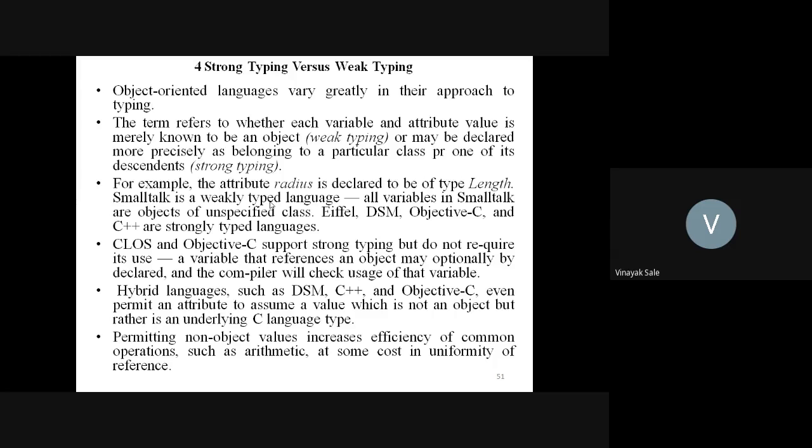Then hybrid languages such as DSM, C++, and Objective-C even permit the attributes to assume a value which is not an object but rather is an underlying C language type. Permitting non-object values increases efficiency of common operations such as arithmetic, at some cost in uniformity of the reference.